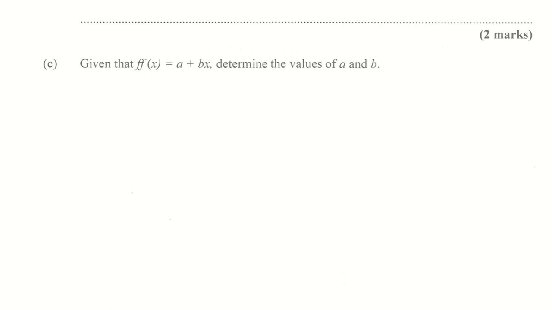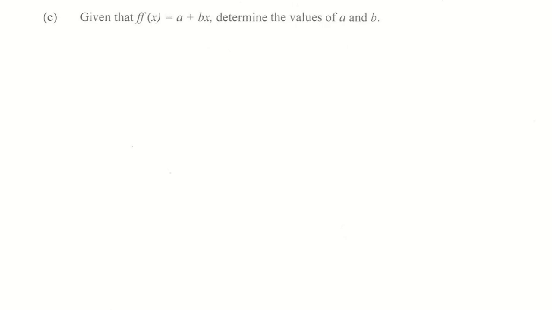Okay, this is why I was wondering how many marks this is. So we know f of x is equal to 2 minus 5x. They told you f of x is equal to a plus bx, and they want to know the values of a and b. So a would be the constant and b would be the coefficient of x.